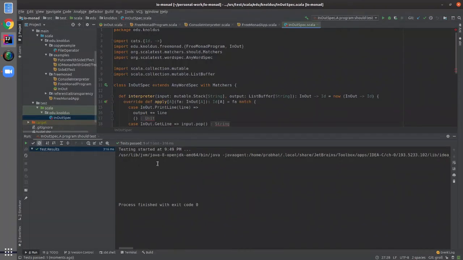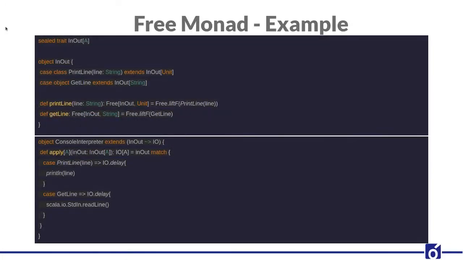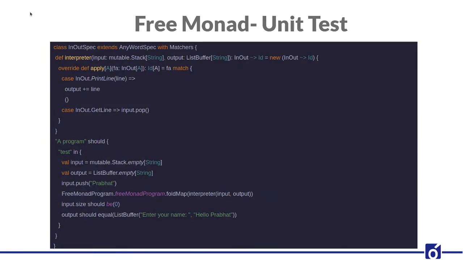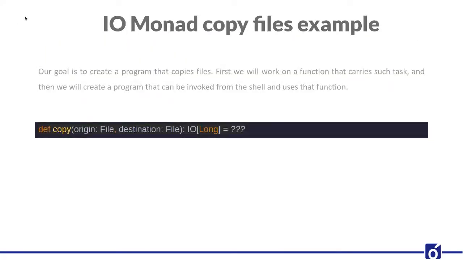So now let's try to look into some more examples. Let's see one example of IO Monad for copying a file. So basically what we'll do, we'll have an origin file and a destination file. So we'll be copying from the origin into the destination. So let's start. We have to go to the code again.